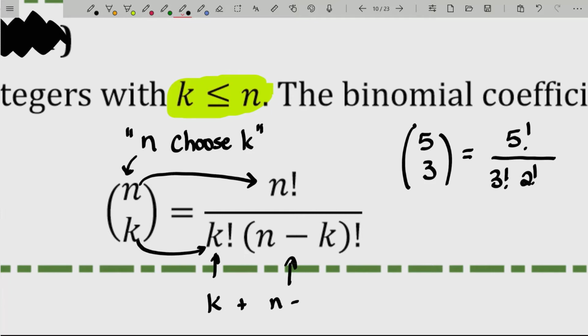All right, that all being said, what the heck does this mean? Because is it just some special computation that they teach us for no reason?